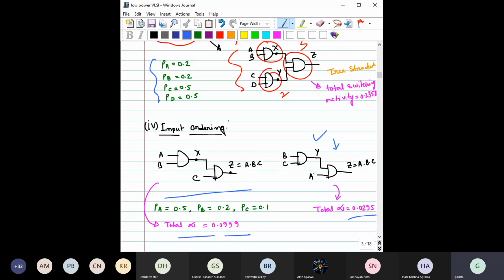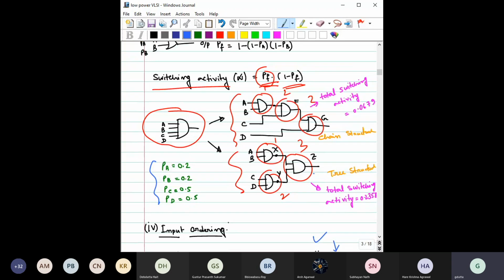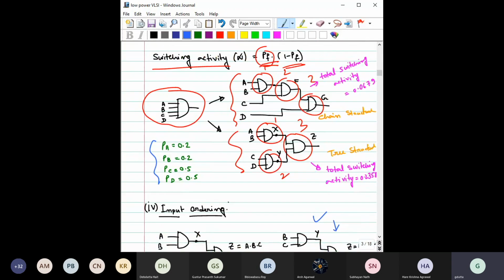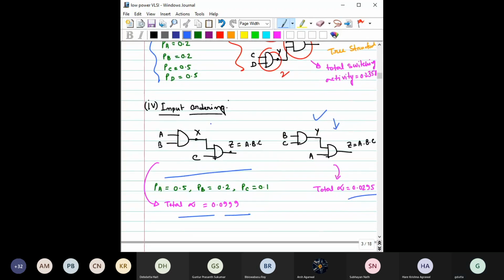This is actually input reordering, but I was talking about this one; it is basically the same idea. Here, not only by altering the gates, but also by altering the inputs, you can see a change in this alpha. So this is called input reordering.